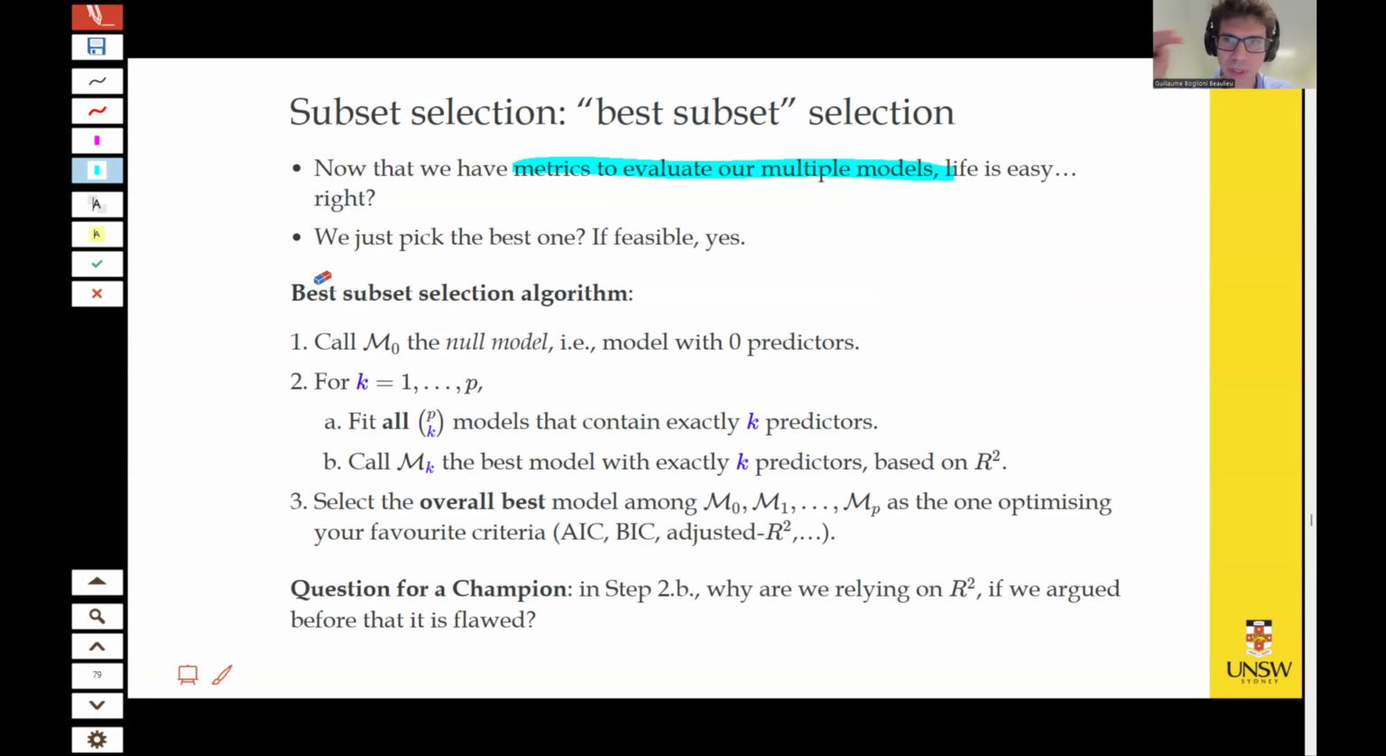And by algorithm, we just mean a step-by-step process that gives you the answer you want at the end. In this case, the very best model. So the algorithm is as follows. Step one, call M0 the null model. Null model, this is a model with zero predictors, okay? The simplest model you can have.